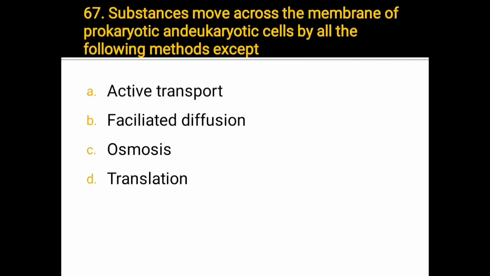Substances move across the membrane of prokaryotic and eukaryotic cells by all the following methods except: A. Active transport, B. Facilitated diffusion, C. Osmosis, D. Translation. Correct answer: D. Translation.